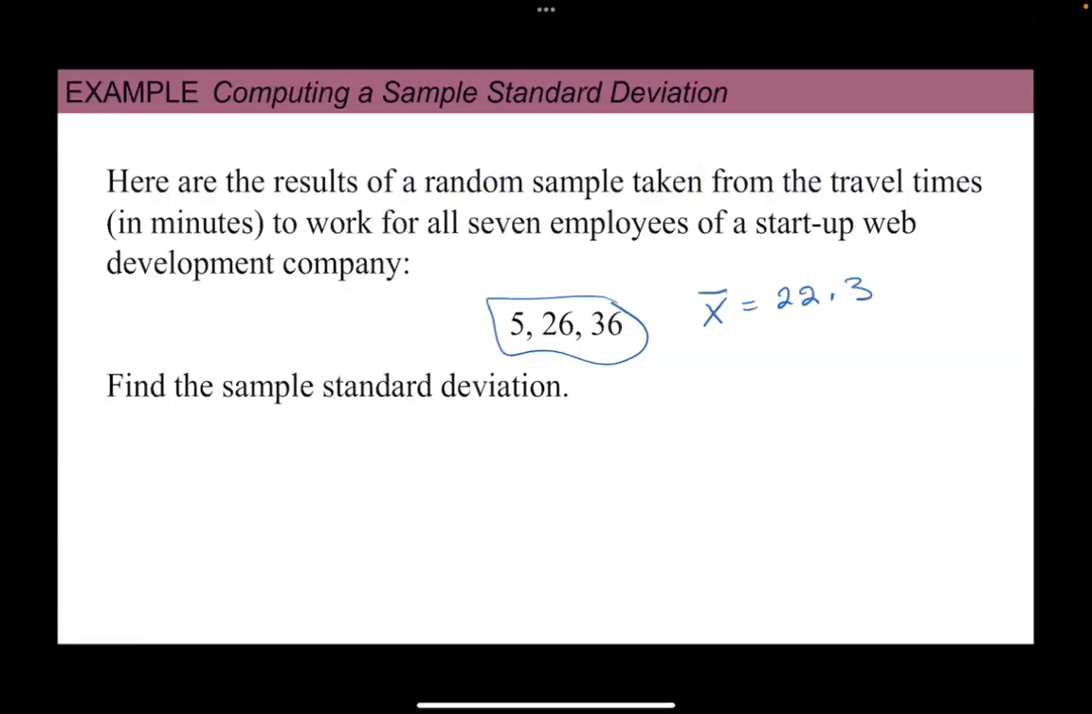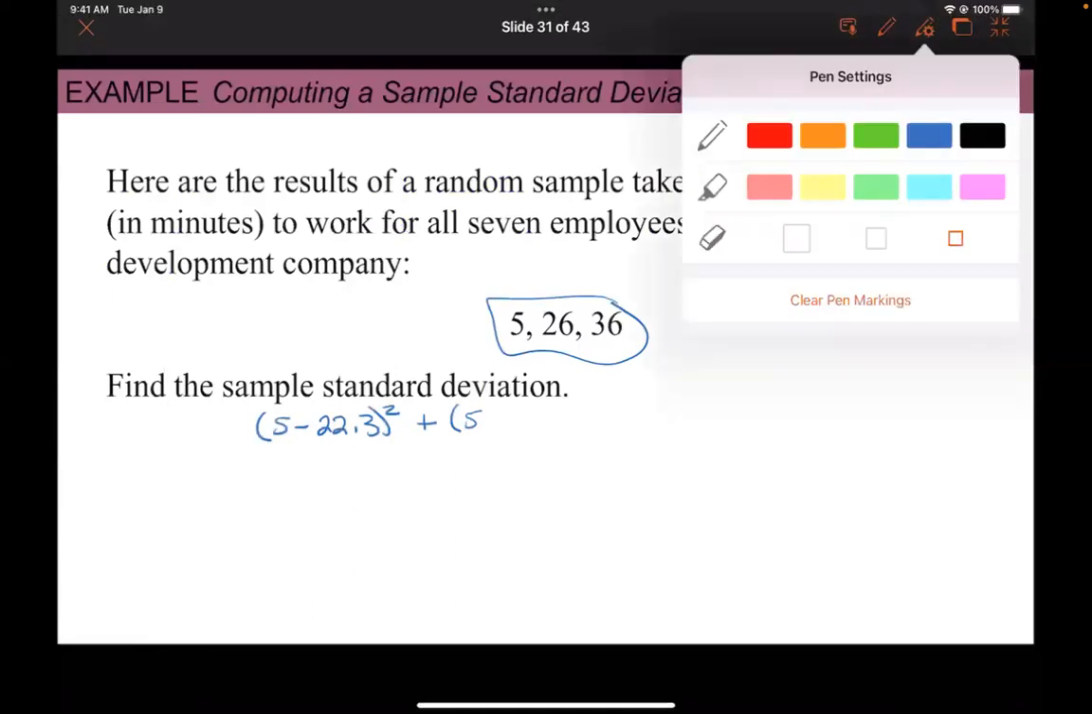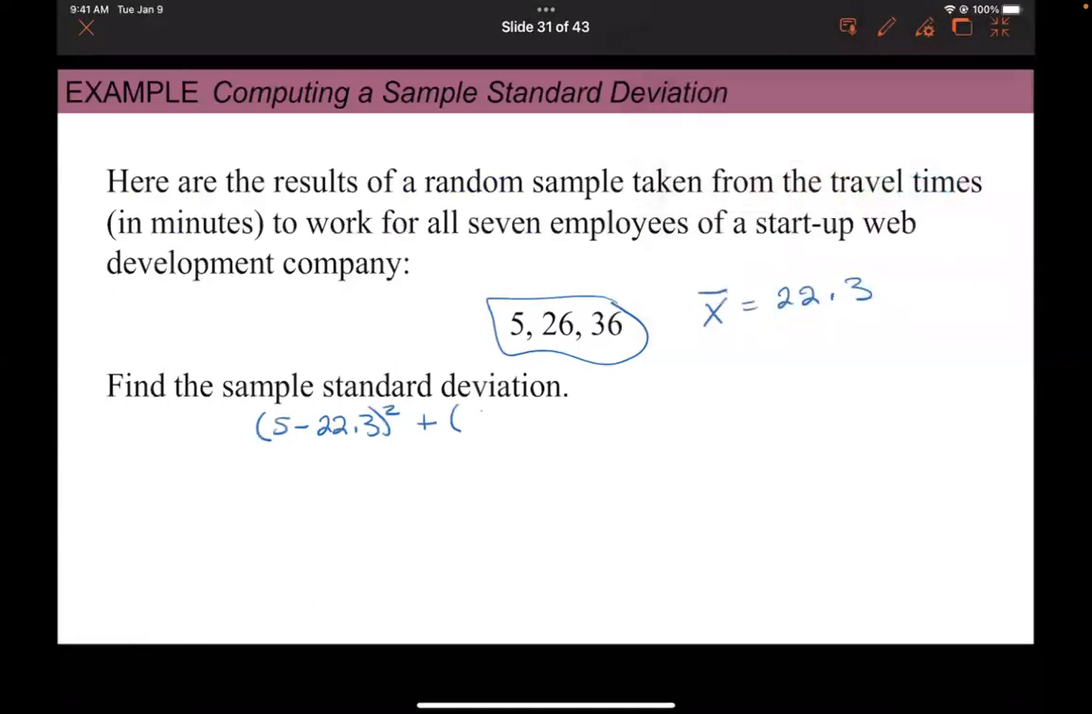So I'm going to do 5 minus 22.3 squared plus 5, or whoops, that should be 26. 26 minus 22.3 squared plus 26 minus, 26. What the heck is wrong with me? 36 minus 22.3 squared.